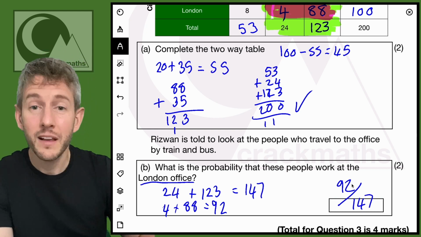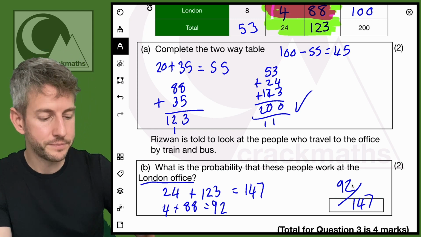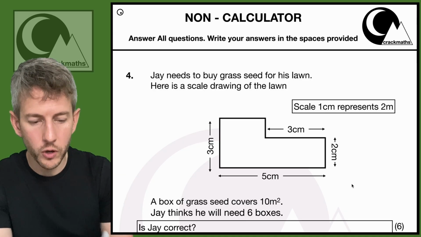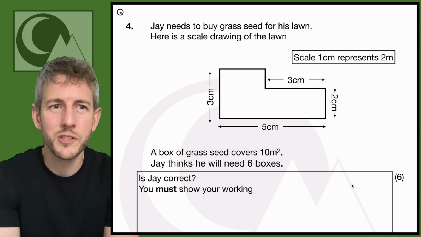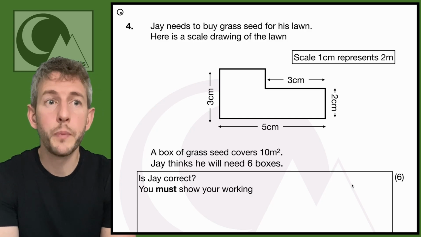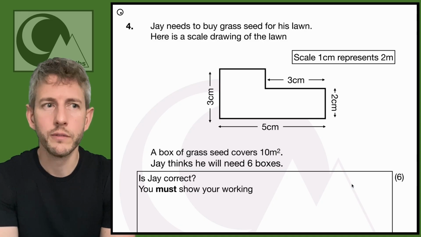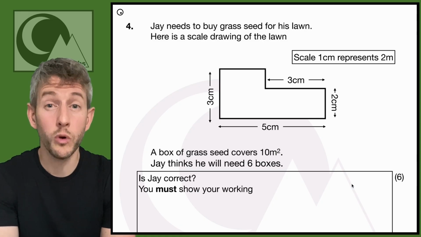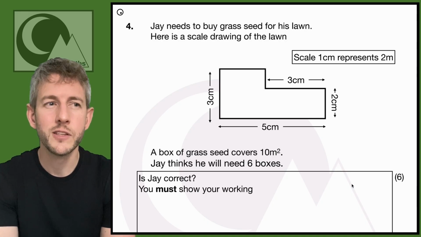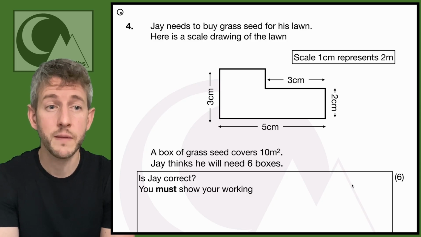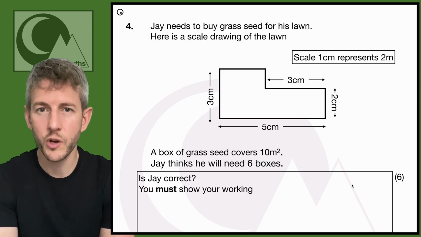Okay, right, let's now have a look at the next paper. Right, so here we go. We have got question 4 here. So this is a very classic type of question, and it says here, Jay needs to buy grass seed for his lawn. Here is a scale drawing of the lawn. So the scale is 1 centimetre represents 2 metres. A box of grass seed covers 10 metres squared. Jay thinks he'll need 6 boxes. Is Jay correct? You must show your working.